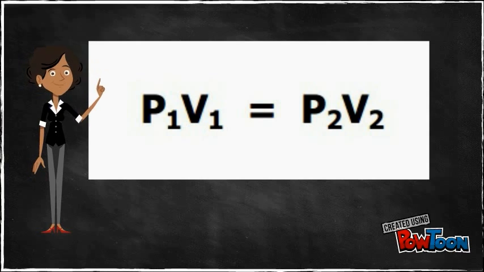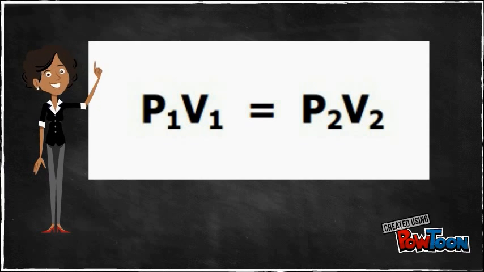Hence, the relation of the initial and final products of the volume and pressure of a gas may be written as P sub 1 times V sub 1 equals P sub 2 times V sub 2.